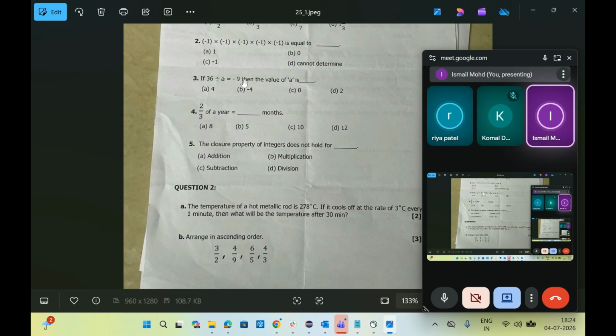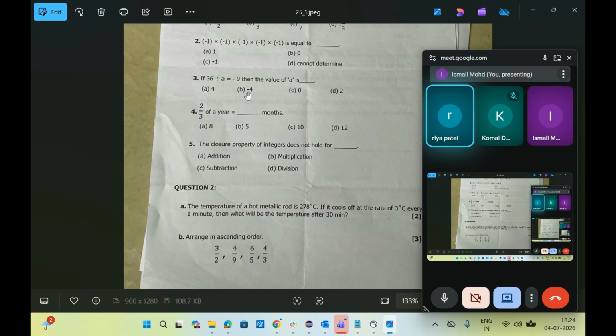So 36 by 9 is 4. Now as I told, if one of the numerator and denominator is minus, the result is minus. So the answer is minus 4.